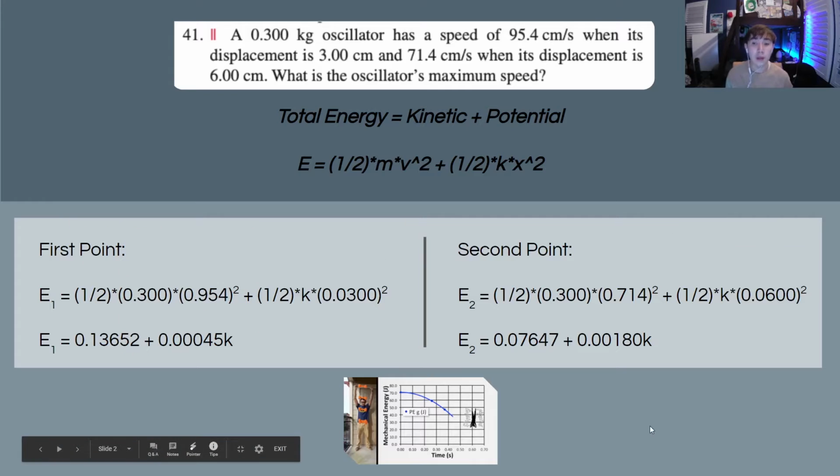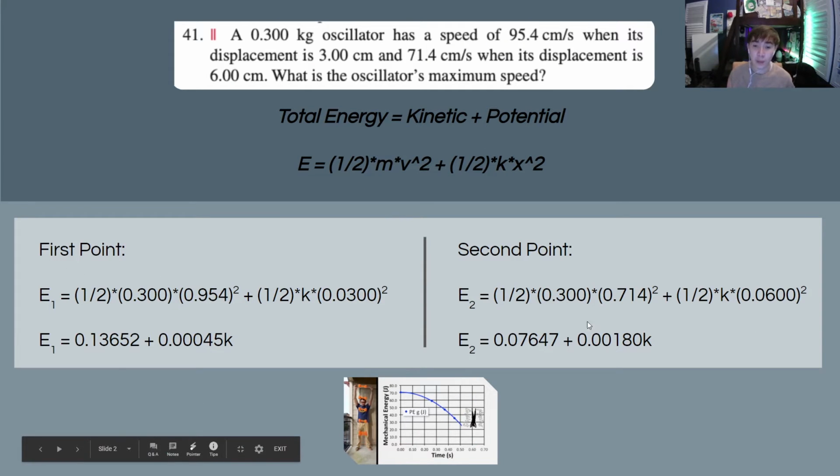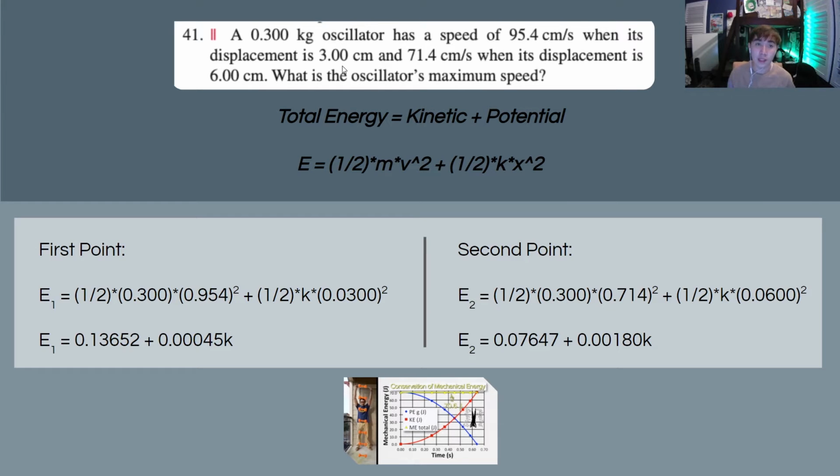For our first step, we know that total energy equals kinetic energy plus potential energy, and here's our equation, which is kinetic here and potential here. We use this equation and plug in the respective values for our first point and our second point. Keep in mind that all the centimeter values, which are the velocities and the displacements, I converted to meters, which is just moving the decimal point to the left 2 times.